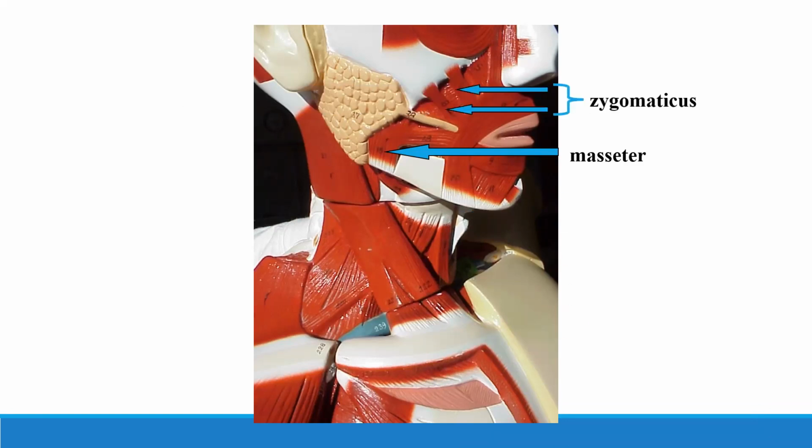There's the zygomaticus muscles there. Again, they're expressive muscles. They're set in a pair like that.